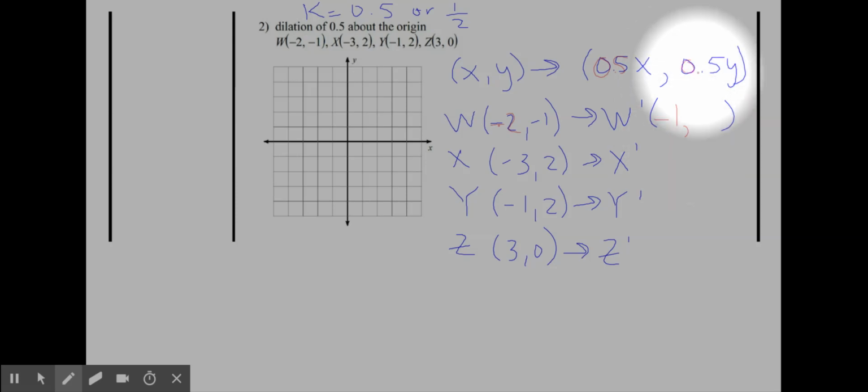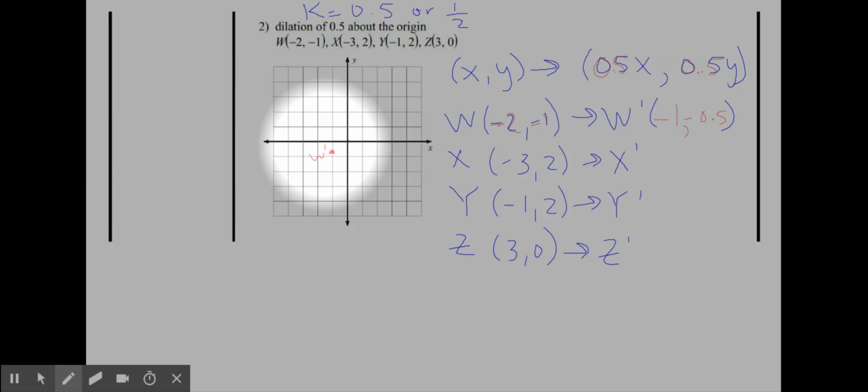And 0.5, or half of -1, is -0.5. That might be interesting to graph. Let's see, so I'm going to graph this w prime. So if I graph -1, -0.5, I'm going to the left one and I'm going down a half. That is my w prime. Okay.